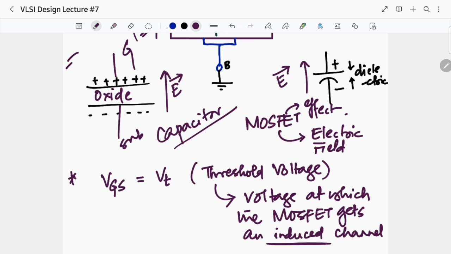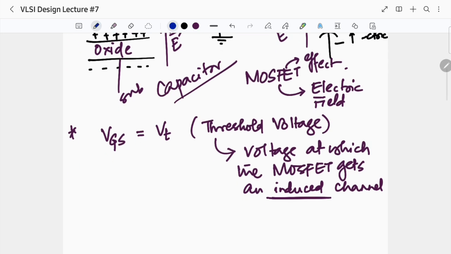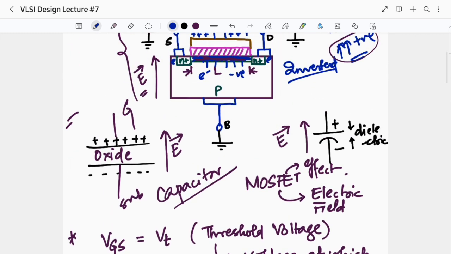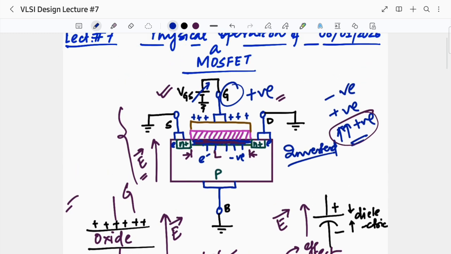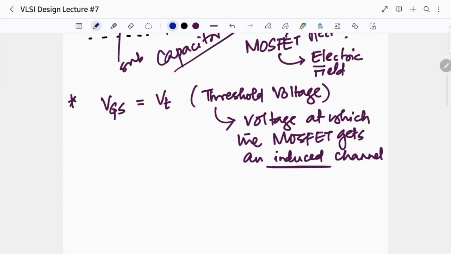Okay, so these are the 2 points that you need to know. Now if I keep on increasing, at this particular voltage my channel was induced. Is this channel very strong? Is this channel very sturdy? Of course not. It's just the initial point at which it began.